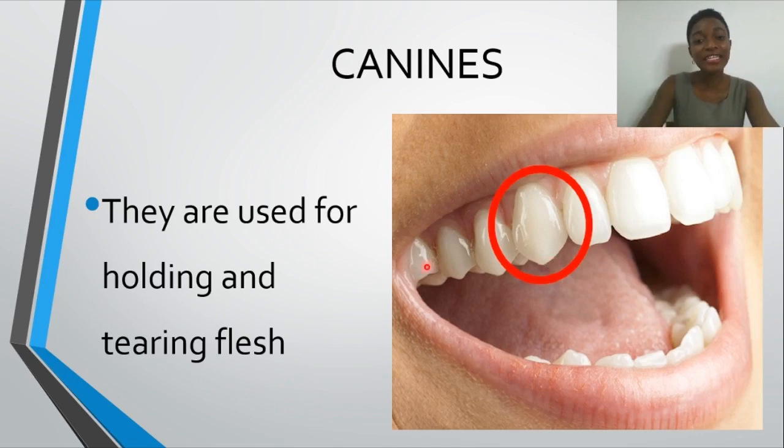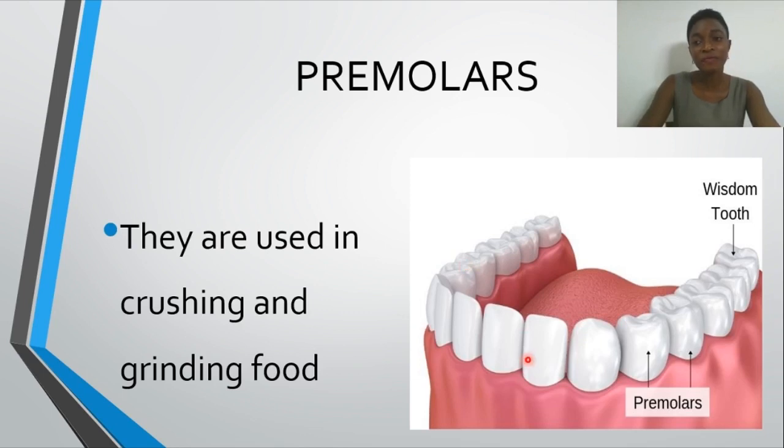Moving on, the third set of teeth we have in mammals is the premolars. Now the premolars and the molars have similar structure. Together they are known as the cheek teeth because they are found in the cheek area. Typically, the premolars and molars are used for crushing and grinding food.